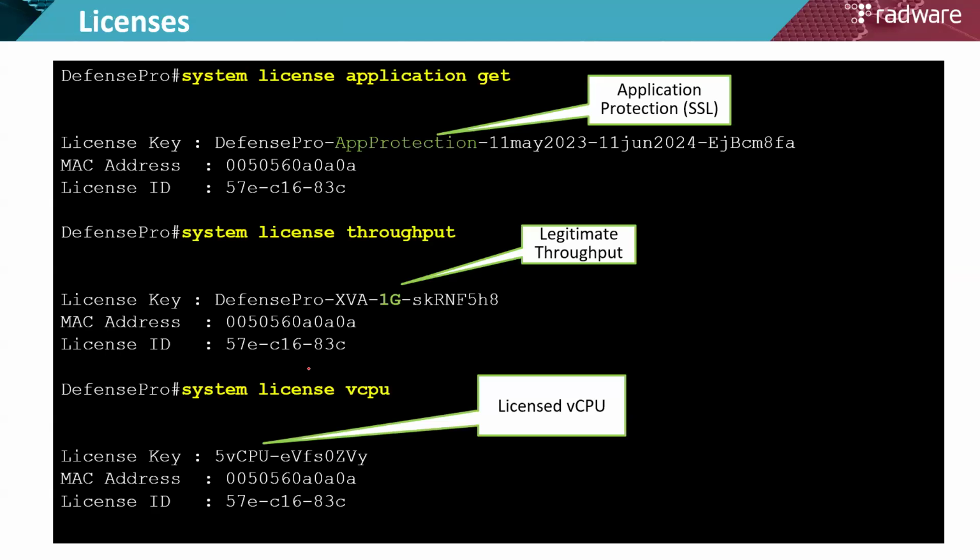This is used to check the licenses. The system license application get will show you what license has been purchased by you. As you can see, it is the application protection license. It also shows you the details related to the expiry date of that license. It is starting from 11th May 2023 to 11th June 2024. So that is your licensing validity. You can also find system license throughput, that is, the current license that has been purchased, which is 1 Gbps of legitimate throughput. Then the system license vCPU, which is for virtual platforms. You can see the number of virtual CPUs that are present for that particular DefensePro.